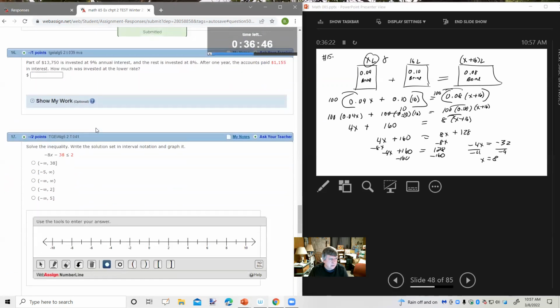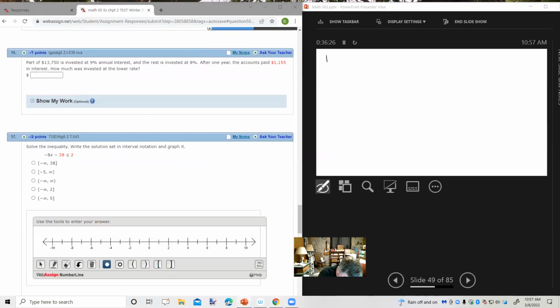All righty. Number 16. Part of $13,700 is invested at 9% annual interest, and the rest is invested at 8%. After 1 year, the account's paid $1,155 in interest. How much was invested at the lower rate?